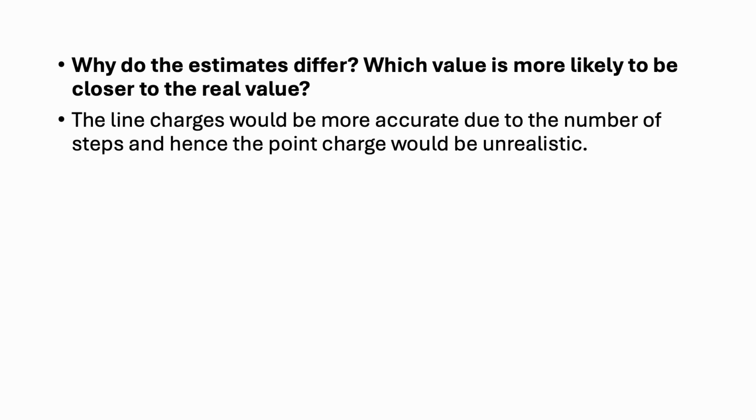And why would the estimations differ? Which value is more likely to be closer? The line charges would be more accurate due to the number of steps, and hence the point charge would be unrealistic.